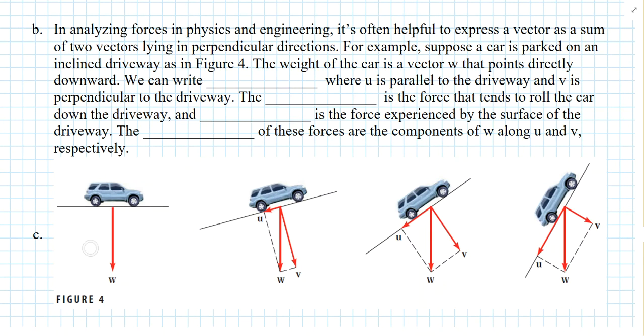And to be consistent with the diagrams shown with these cars, we're going to say that the work vector is the sum of the u vector plus v vector, where the u vector is the vector that's parallel to the surface. In this case, we're talking about a driveway. And v is perpendicular to the driveway. Sorry, I said work vector. I was stuck in the last example.